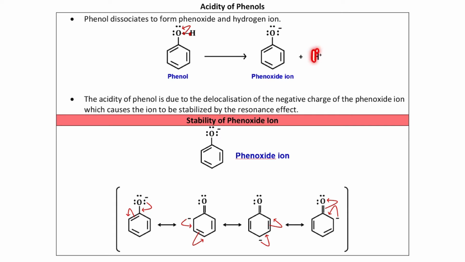Okay, so H+ ni dah release. So inilah sekiranya basically phenol is an acid while phenoxide ion is a conjugate base. Alright, so kita nak tengok phenol ni acid yang kuat ke tak, bergantung kepada phenoxide ion dia lah, conjugate base dia. The acidity of phenol is due to delocalization of the negative charge of the phenoxide ion, which causes the ion to be stabilized by the resonance effect. Okay, so dia kata acidity of phenol disebabkan delocalization of negative charge of phenoxide ion. So this negative charge here can be delocalized.